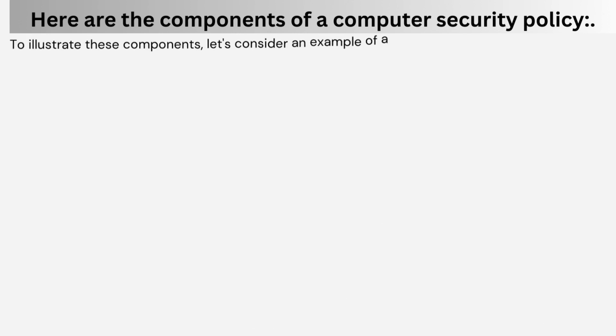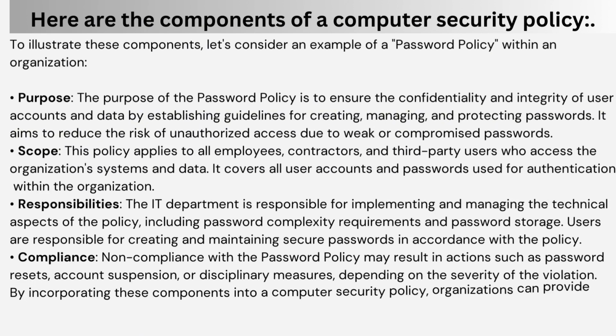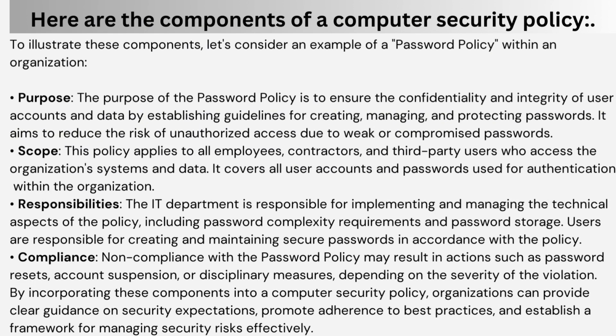So I'm going to give an example of components of computer security. To illustrate these components, let's consider an example of a password policy within an organization. So the purpose of the password policy is to ensure the confidentiality and integrity of user accounts and data by establishing guidelines for creating, managing, and protecting passwords. It aims to reduce the risk of unauthorized access due to weak or compromised passwords. Scope. This policy applies to all employees, contractors, and third-party users who access the organization's system and data.